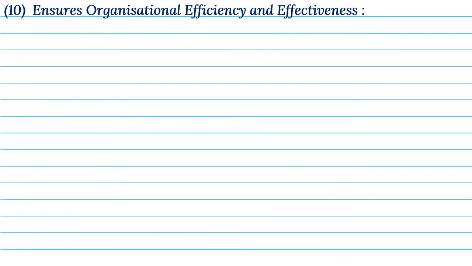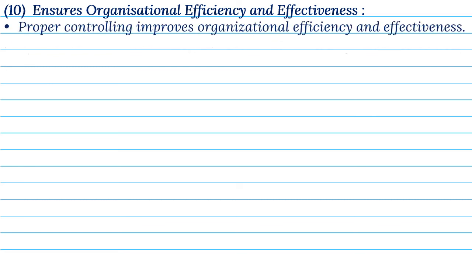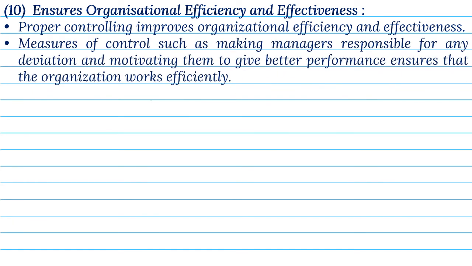10. Ensures organizational efficiency and effectiveness. Proper controlling improves organizational efficiency and effectiveness. Measures of control, such as making managers responsible for any deviation and motivating them to give better performance, ensure that the organization works efficiently.